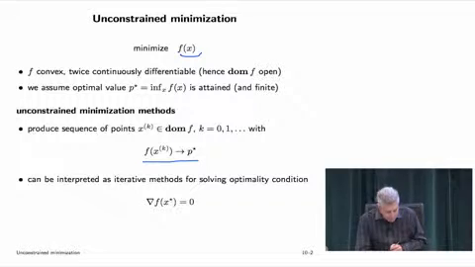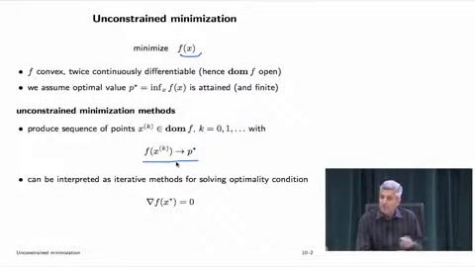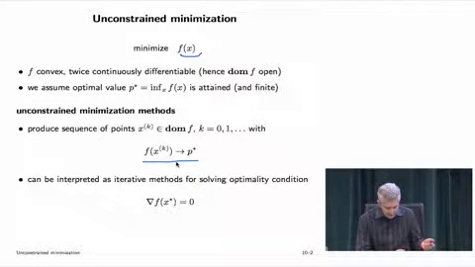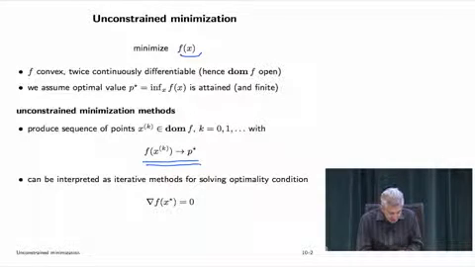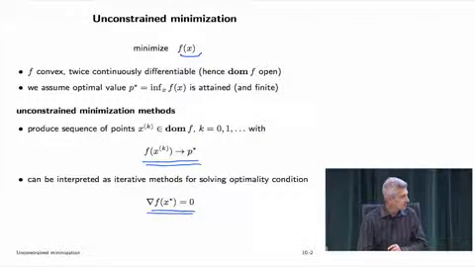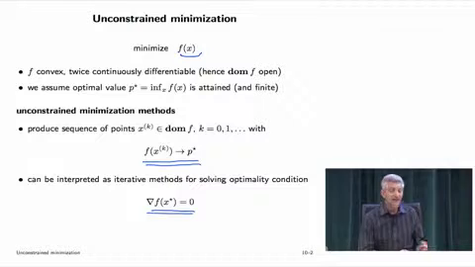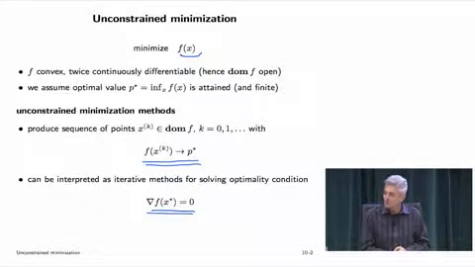And you can interpret a method that produces a minimizing sequence, which is sometimes what people call a sequence that does this, as an iterative method for solving the set of equations which are the optimality conditions. It's the gradient equal to 0, right? So that's the other way to interpret it. And in fact, for several of the algorithms, we'll see both interpretations are quite illuminating.